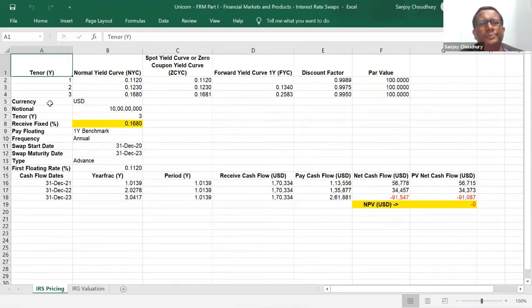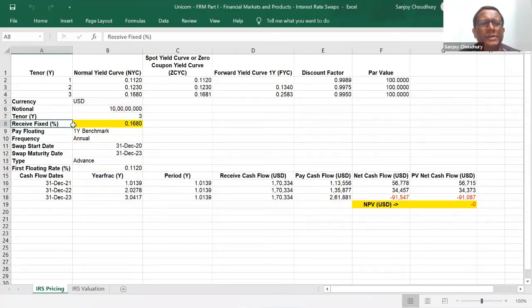So the currency is USD, and the notional value, which is the principal value. Why is it notional? Because this is not exchanged. Principal is not exchanged in an interest rate swap. In currency swaps, principal is exchanged. In an interest rate swap, only the cash flows are exchanged. The interest is exchanged, the coupon is exchanged. So this is 100 million notional value, 3-year tenor.